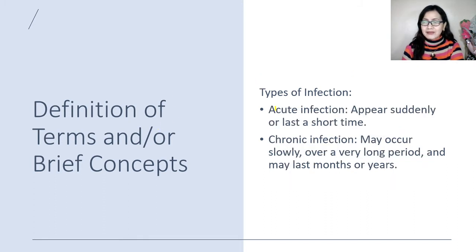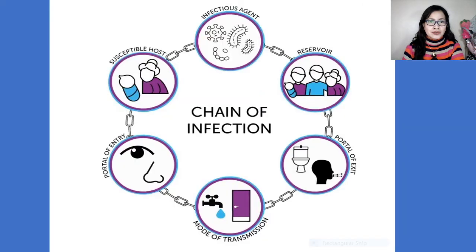Next, we have acute versus chronic infection. Acute infection appears suddenly and can last for just a short time. In contrast to chronic infection, this may occur gradually or slowly over a long period, and may last months or years. So those are the definition of terms and basic concepts or overview.